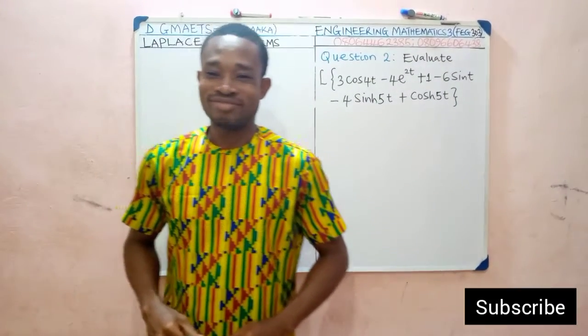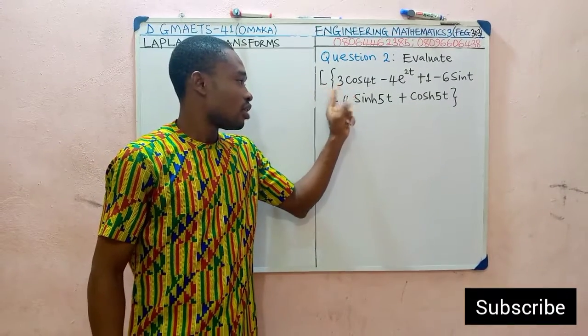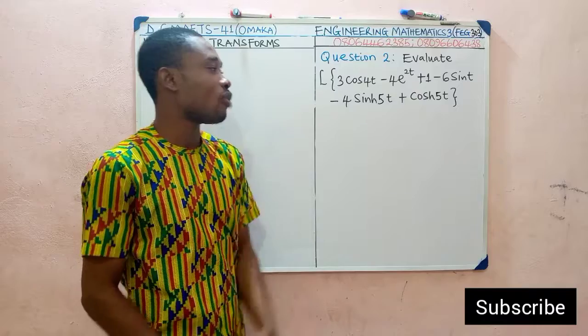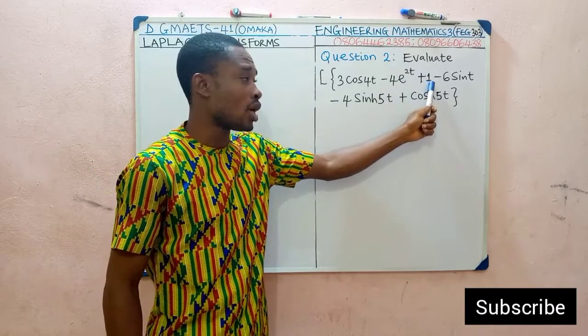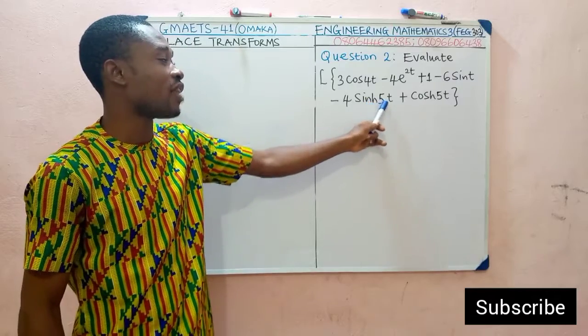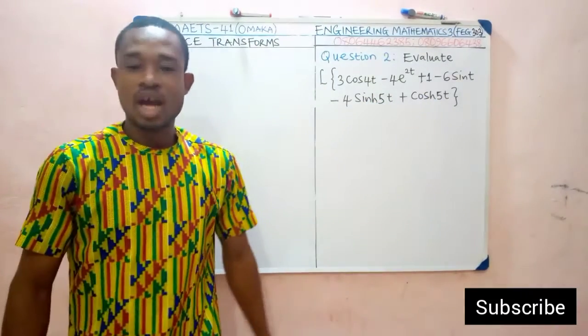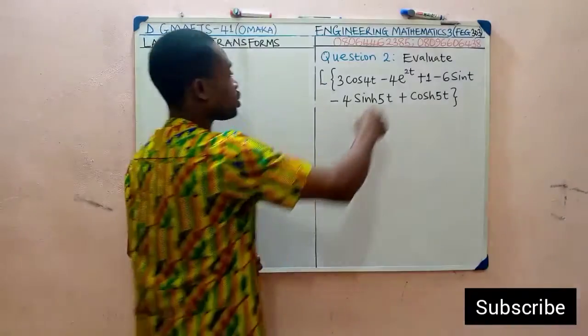Question number 2. Evaluate Laplace of 3 cos 4t minus 4 exponential 2t plus 1 minus 6 sin t minus 4 sin 5t plus cos 5t. How do we obtain the Laplace of this function?